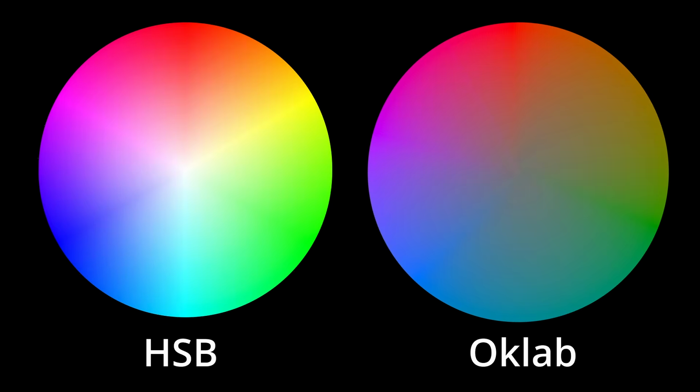We can take the HSB color picker and replace it with a perceptually uniform version based on OK Lab. When converting to grayscale, the colors have a nearly uniform brightness. Perceptual uniformity is important if you're trying to create a color theme for your website or app.